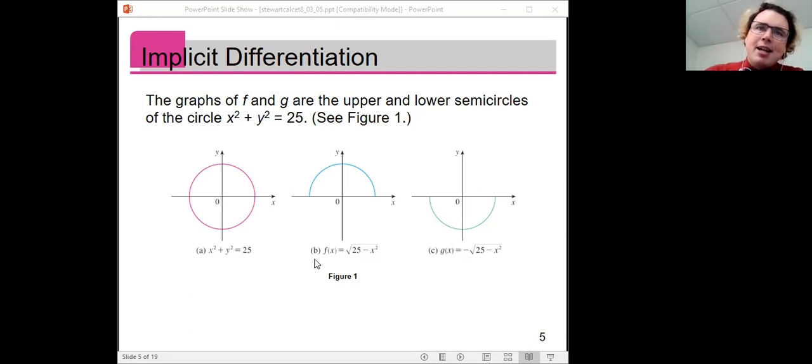So if I say f of x equals the square root of 25 minus x squared, well, how did I get that? I just solved this equation here for y, and I took a square root. I would get the top half of that circle, and it's been graphed here in blue. Well, that's only the top half of the circle, and so if I graphed instead g of x equals negative square root of 25 minus x squared, then I would get this lower half of that circle.